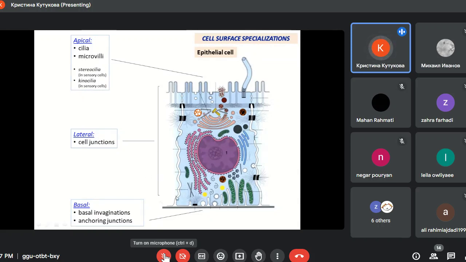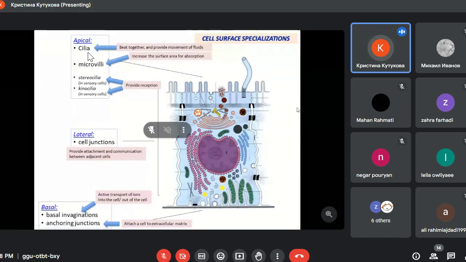Next, a lateral surface includes cell junctions, because here you can see that adjacent cells come close together and they are attached to each other with some specific contacts, junctions between adjacent cells. And on the basal surface we can have anchoring junctions, which are hemidesmosomes, and basal invaginations or basal labyrinth.